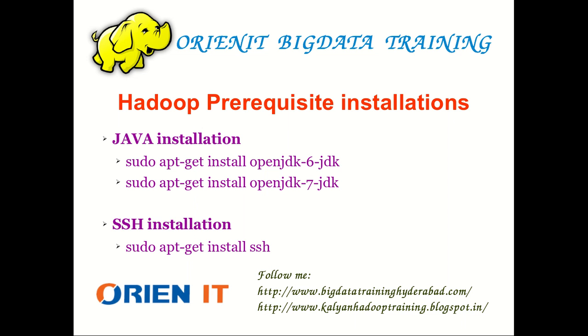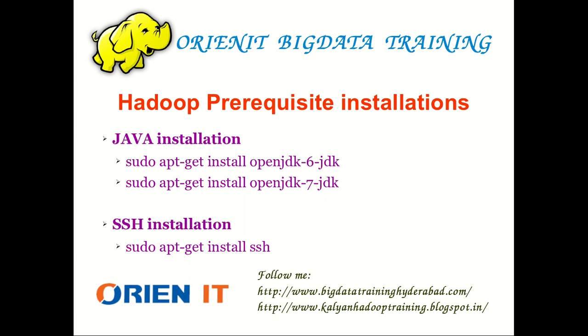The command to install Java in Ubuntu is sudo apt-get install openjdk-6-jdk for Java 1.6, and sudo apt-get install openjdk-7-jdk for Java 1.7 OpenJDK installation. So this is the command we are going to execute as part of the Java installation.